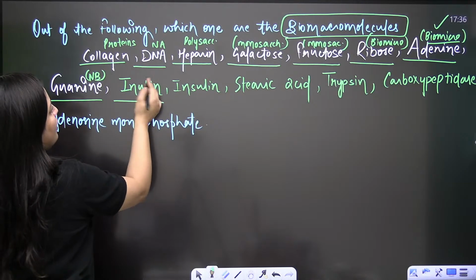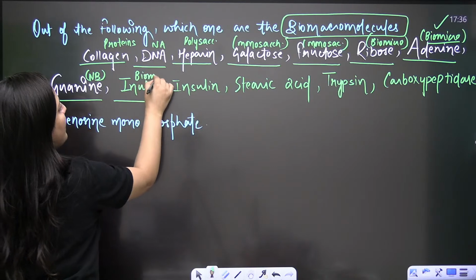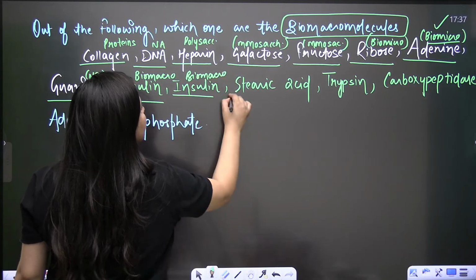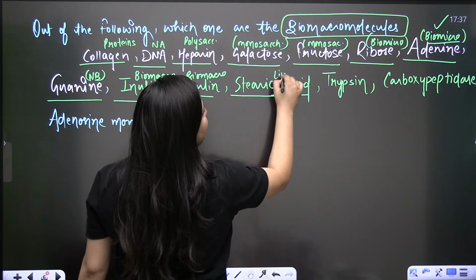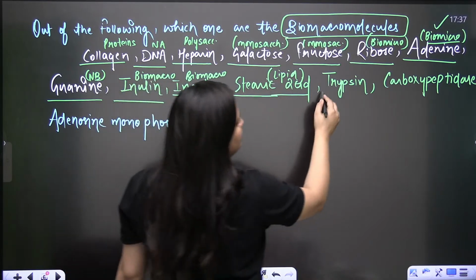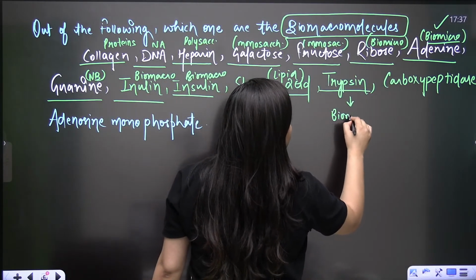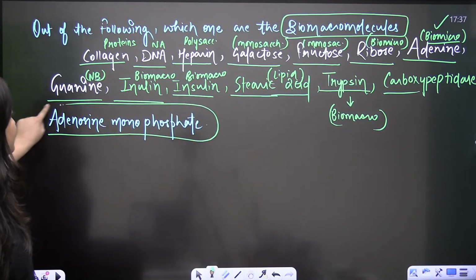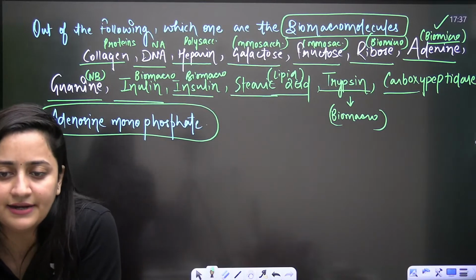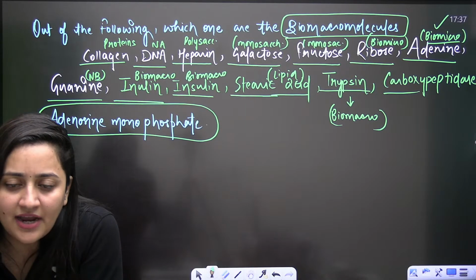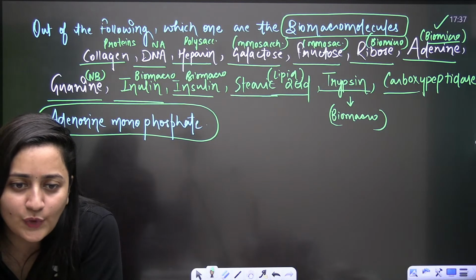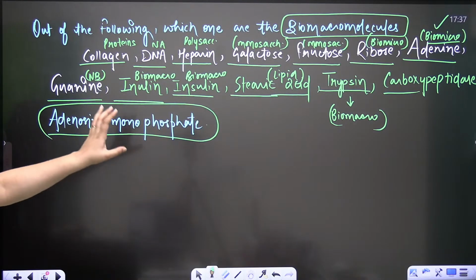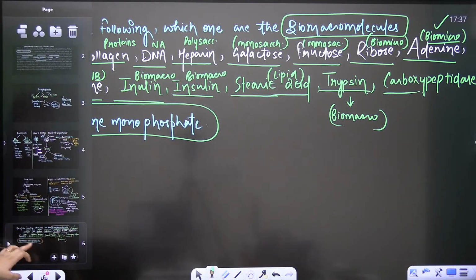Inulin is a polysaccharide, a biomacromolecule. Insulin is a protein, a biomacromolecule. Clear? Stearic acid is a lipid, so definitely it will be a biomicromolecule. Trypsin is an enzyme, a biomacromolecule. Carboxypeptidase is also an enzyme. So that is how you need to differentiate it. Galactose is not a disaccharide. Who taught you that galactose is a disaccharide? Seriously? Done? So that is how you need to answer the questions. Clear?